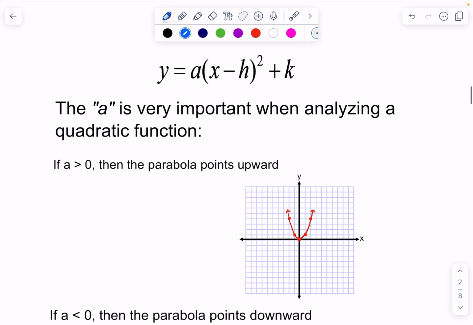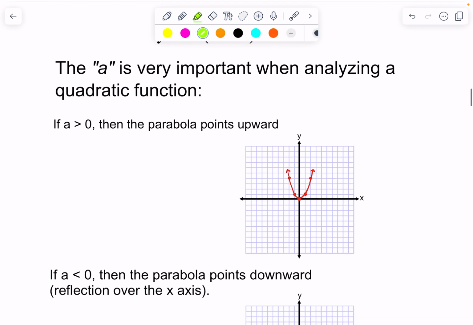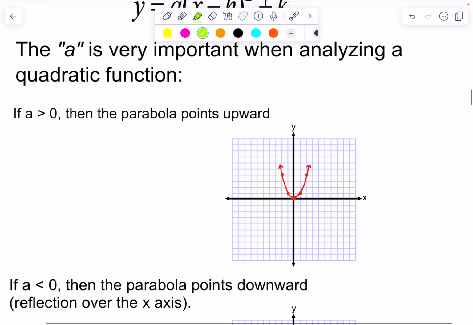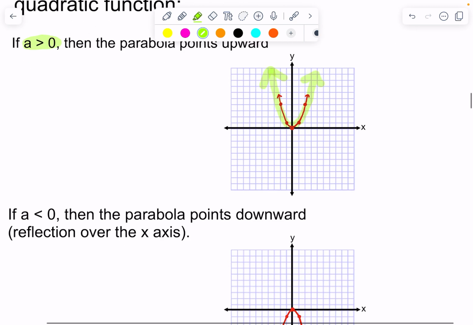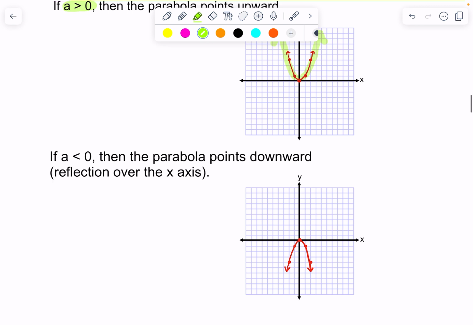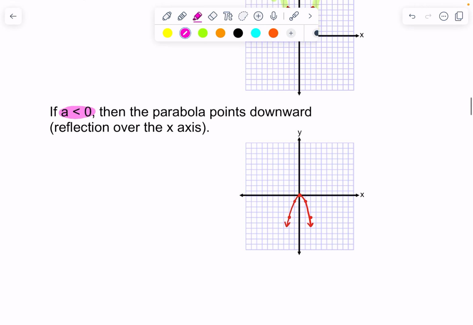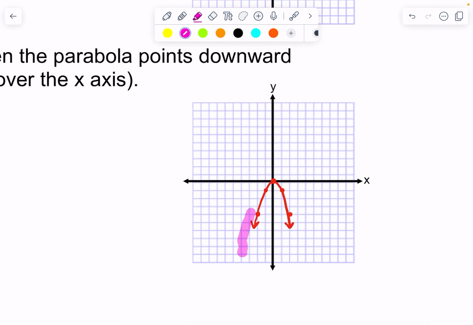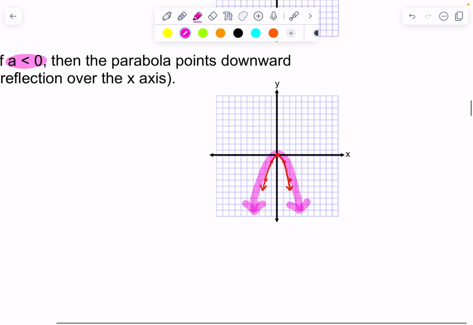First and foremost, the a is very important when analyzing a quadratic function or any function for that matter. If a is greater than 0, in other words, if a is positive, then we're going to have a parabola that points upwards, as you can see here. If a is less than 0, in other words, if a is a negative value, then we're going to have a parabola or function that points downwards, as so.